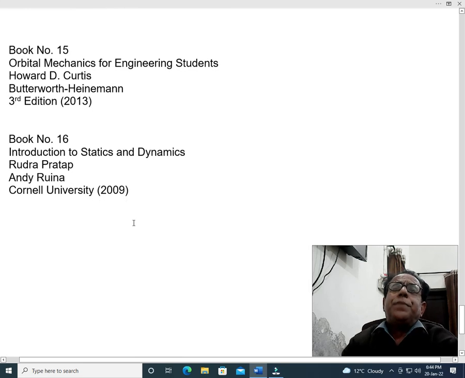Book number 15, Orbital Mechanics for Engineering Students. Its author is Howard D. Curtis. Publisher is Butterworth Heinemann, and its third edition 2013 will be followed.